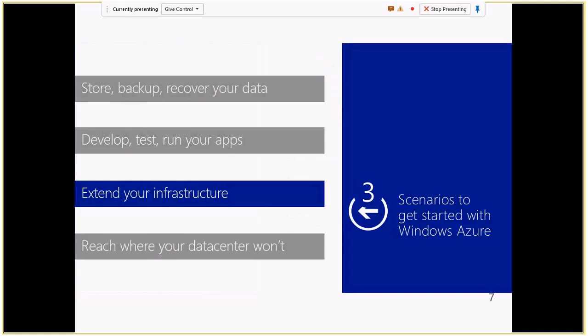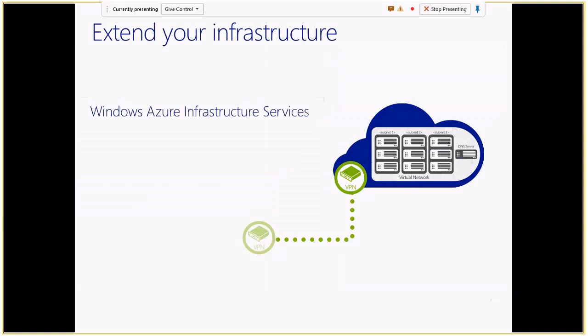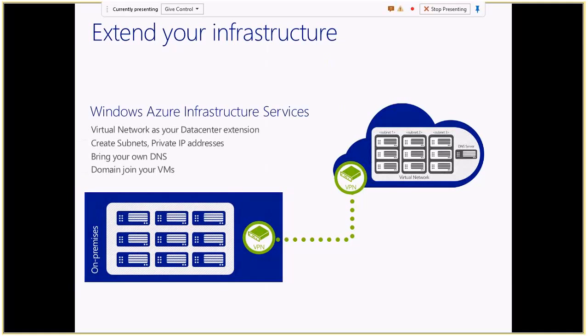The next scenario just talks about extending your network, and this is really how Azure is set up. So your organization would create a virtual network, or a VNet, which allows you to create a logically isolated section of Azure and treat it like your own network. So you can customize the network configuration for that VNet. You can create subnets, assign private IP addresses, and then bring your own DNS server if you wish.